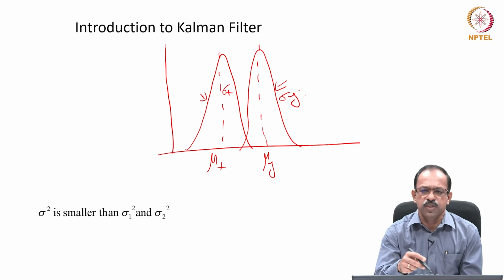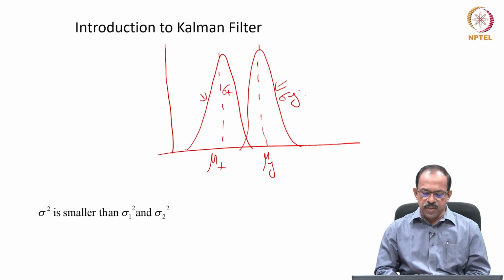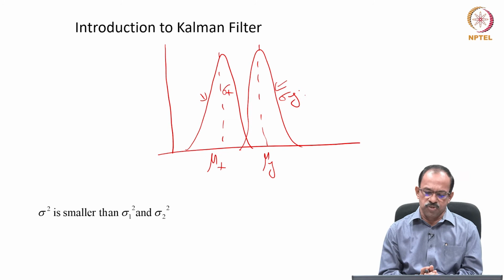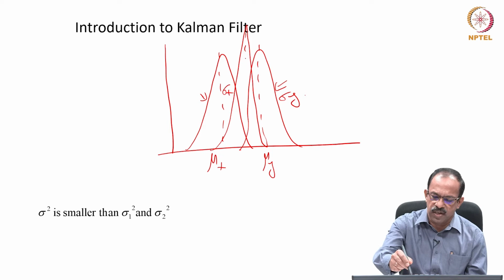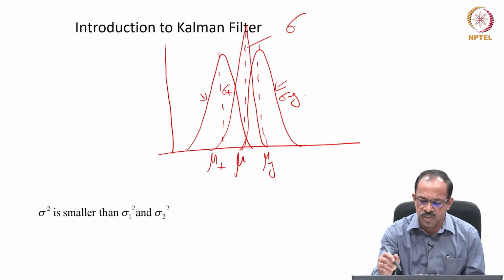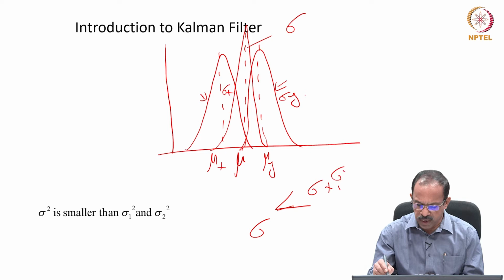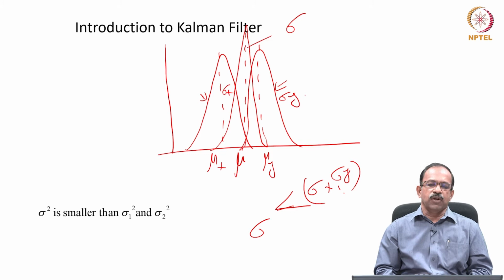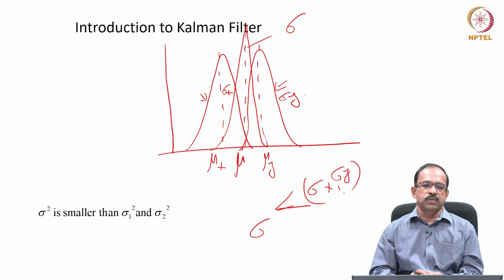Now, the Kalman filter strategy is that when you fuse these two, you will always get a distribution which is more accurate and has less uncertainty. So we can get a new mu by combining these two distributions. You will get a new distribution with a new sigma, and this sigma will always be smaller than sigma x or sigma y. That is the basic principle. So you can get a new estimate where the covariance will be smaller than that of either of the two signals or systems.